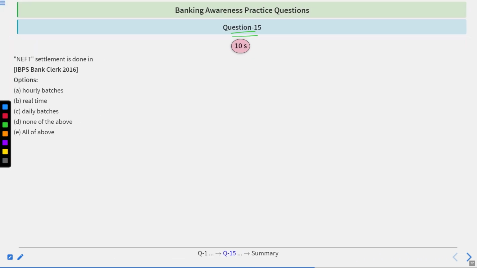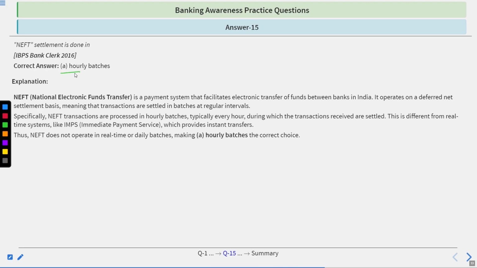Question number 15. NEFT settlement is done in: hourly batches, real time, daily batches, none of the above, all of the above. To answer this, you will have 10 seconds. Time starts now. Time's up. The correct answer is A, hourly batches.